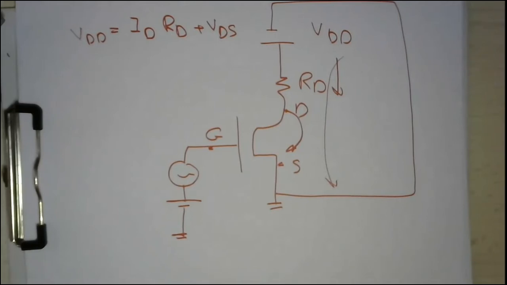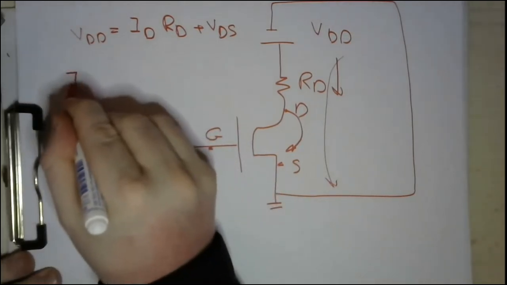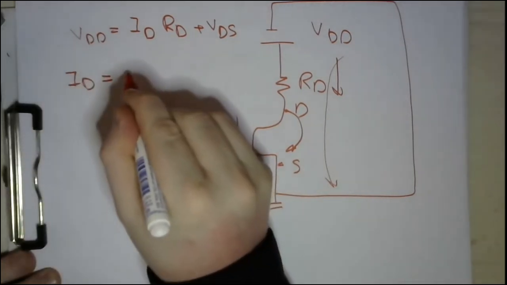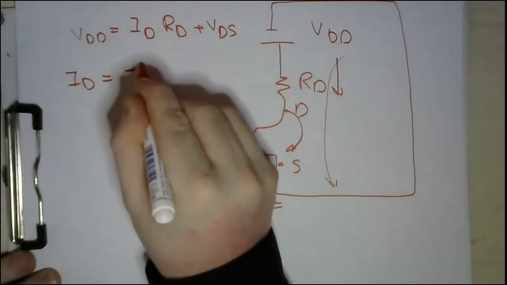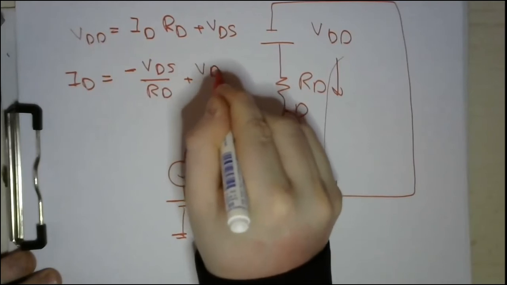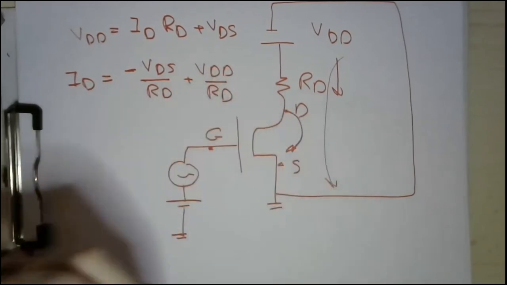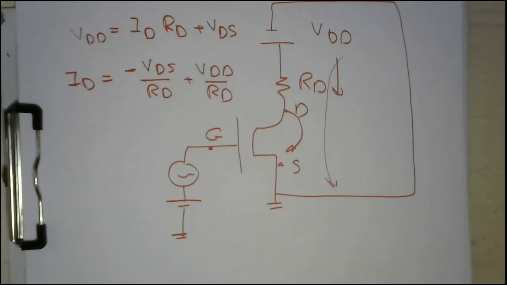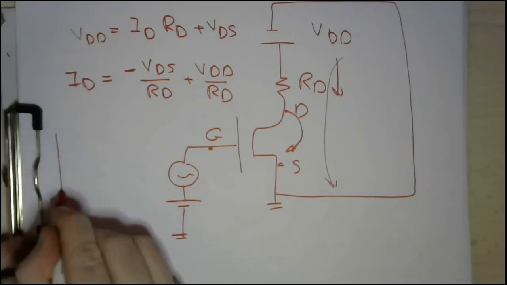Okay, we can rewrite this equation in a form that ID equals minus VDS over RD plus VDD over RD. This is another equation. Perfect. Why am I rewriting this equation in this form? Because usually in our IV characteristic curve, if you remember, we are considering the ID on the y-axis and VDS on the x-axis. If you remember the IV characteristic curve, let me put it here.